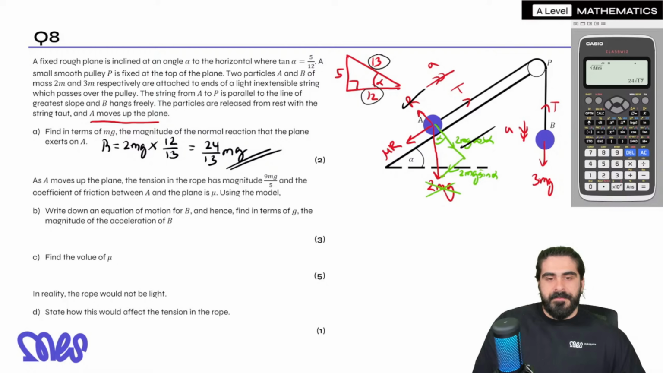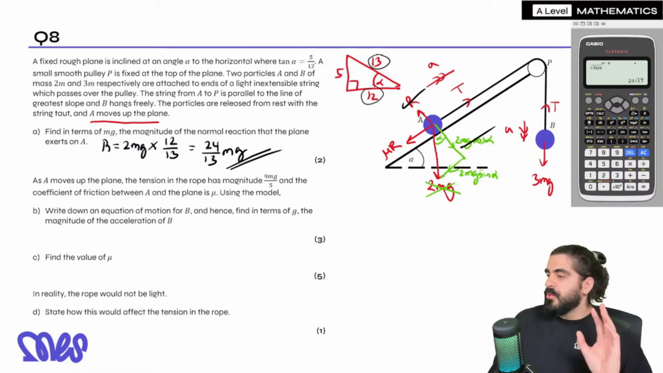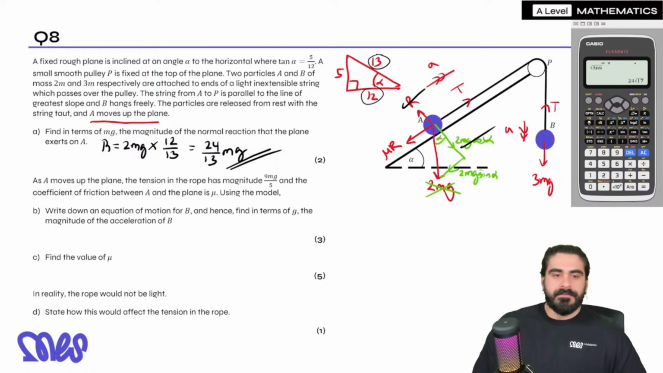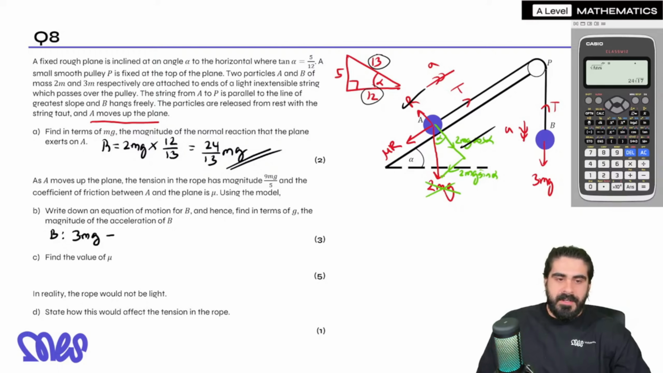As A moves up the plane, the tension is 9mg/5. Coefficient of friction is mu. Using the model, write down an equation of motion for B, and hence find in terms of g the magnitude of the acceleration of B. To be very clear, equation of motion just means write F equals ma for B. So if we look at B, it's going downwards, so the positive force is 3mg, minus any negative forces opposing that is T, which we know is 9mg/5 now, equals the mass, which is 3m, times a.